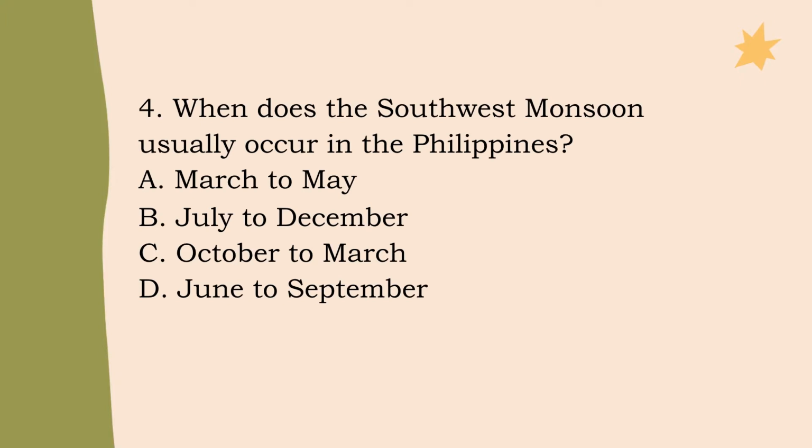Now let's proceed to number 4. When does the southwest monsoon usually occur in the Philippines? Letter A, March to May. Letter B, July to December. Letter C, October to March. Or letter D, June to September. The correct answer is letter D, June to September.